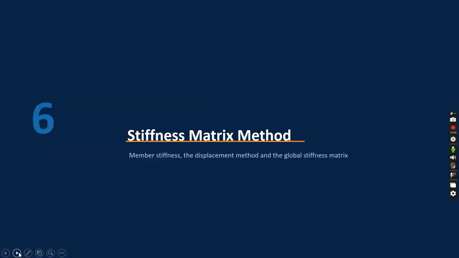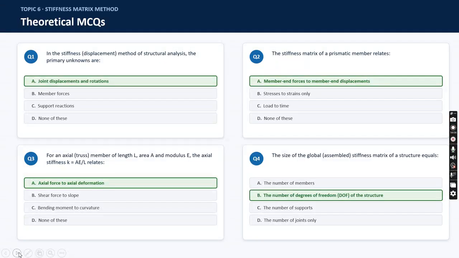Okay, next comes the stiffness matrix method. Here there are 4 MCQs. In the first question, in the stiffness method of structural analysis, the primary unknowns are joint displacements and rotations. Option A is the right answer. The stiffness matrix of a prismatic member relates member end forces to member end displacements. Option A is the right answer.